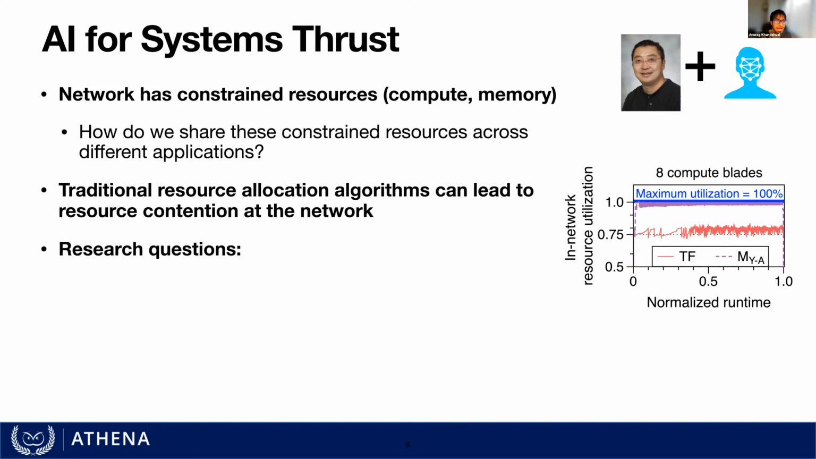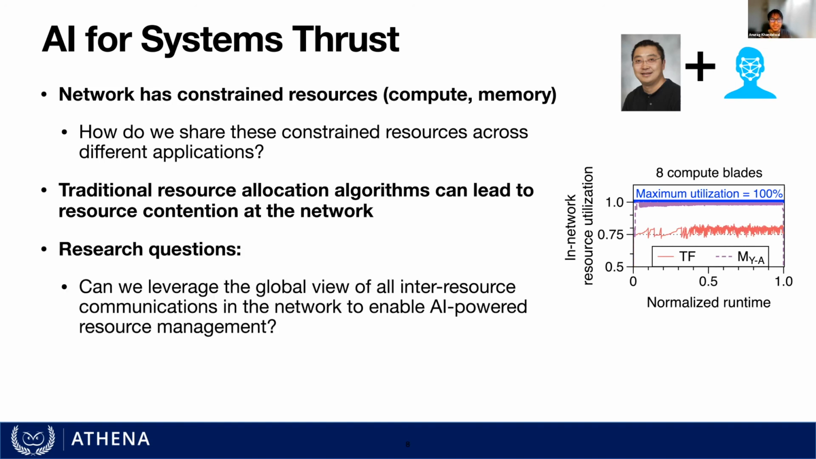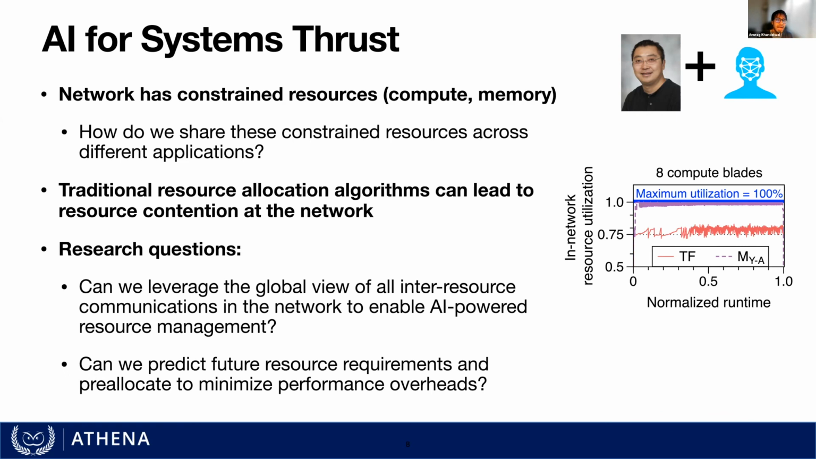And so the key research questions in this space are, can we leverage the global view of all inter-resource communications in the network to enable more powerful AI-based technologies for resource management? And can we even predict future resource requirements and reallocate them to minimize performance overheads?